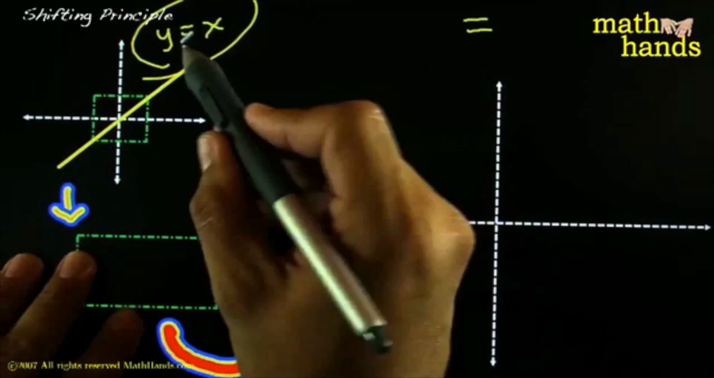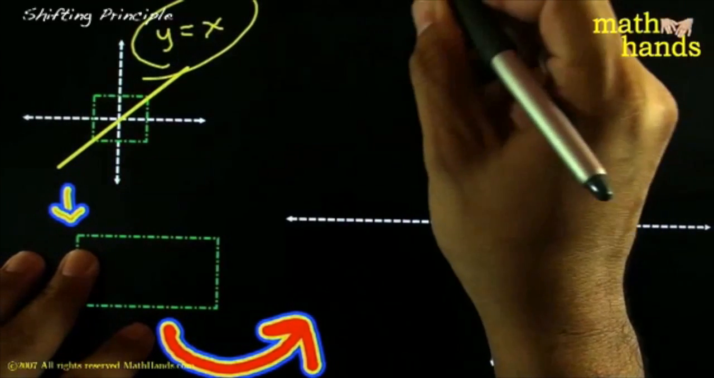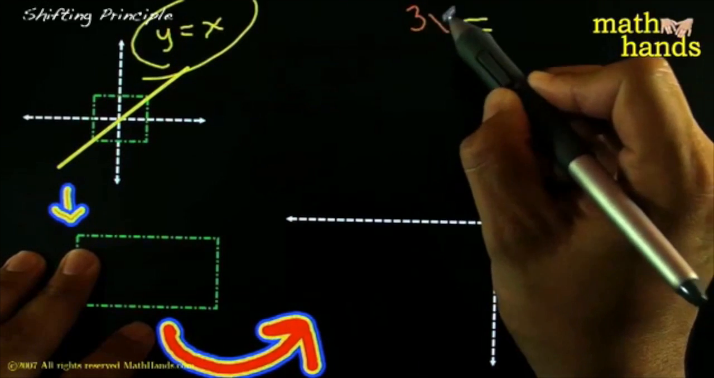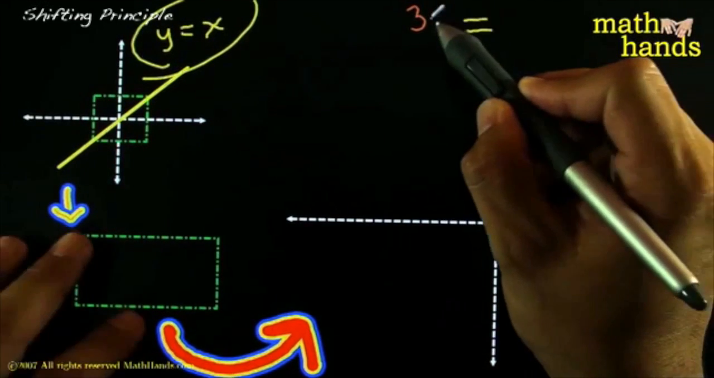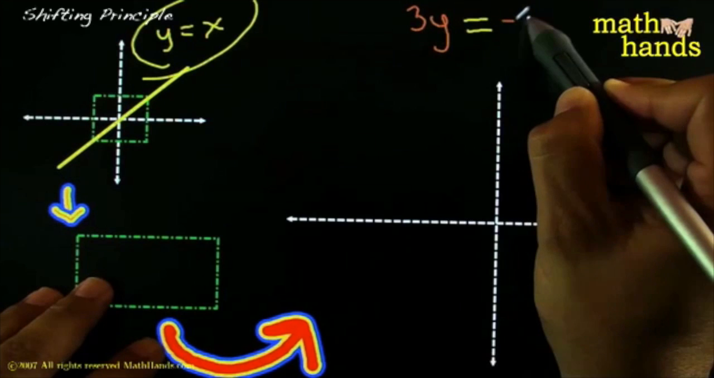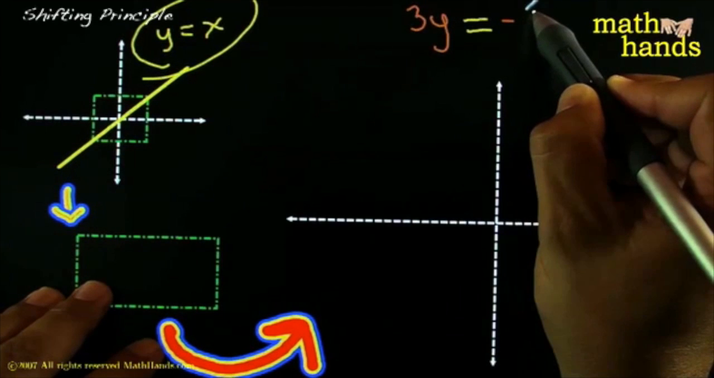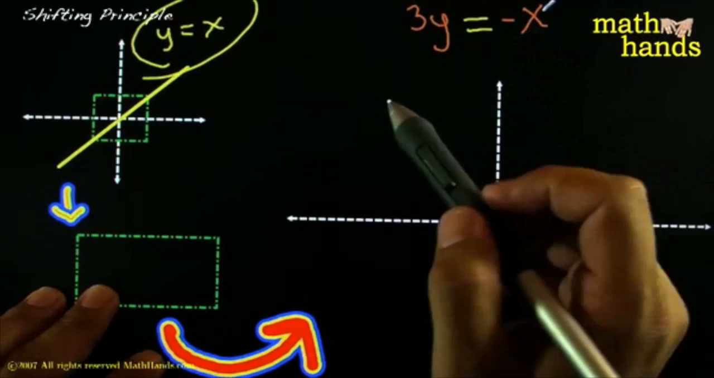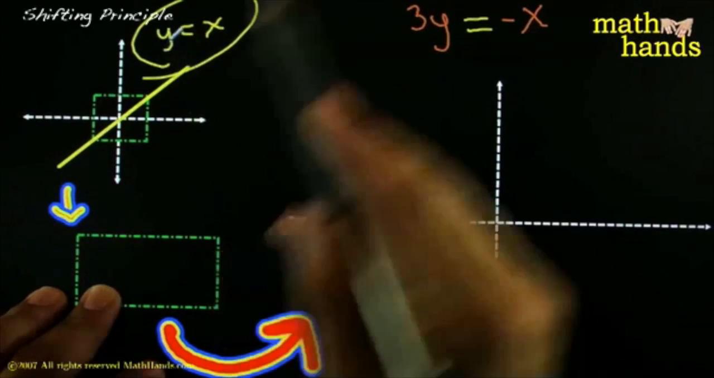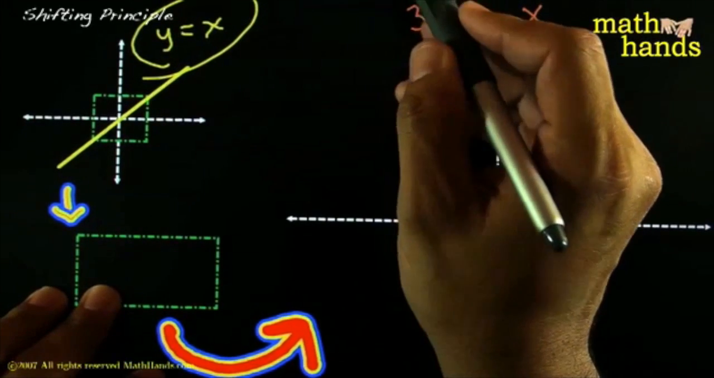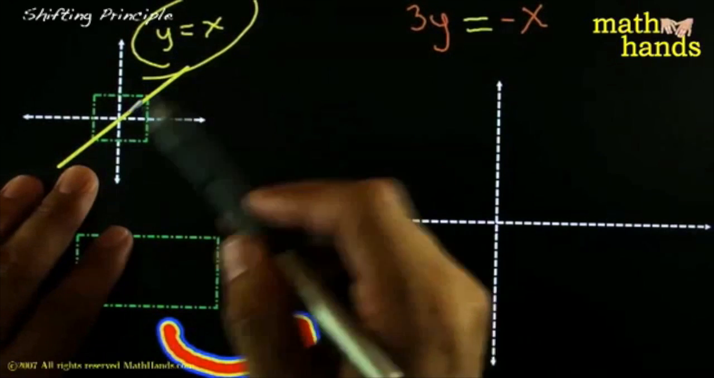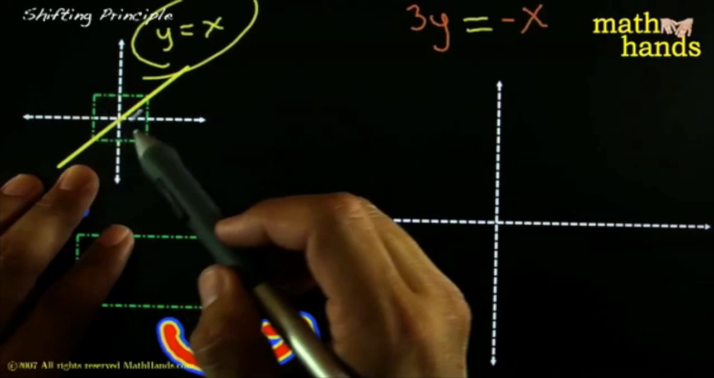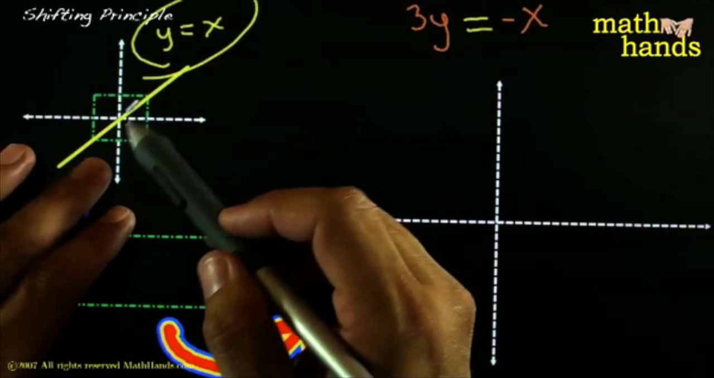Let's check it. Suppose you wanted to graph something a little bit crazy. Say like 3y is equal to negative x. Yeah, take that. So look at the y. The y got replaced. Oh, by the way, we graphed the plain old line, y equals x, and we make a little boundary box to fit it nicely.